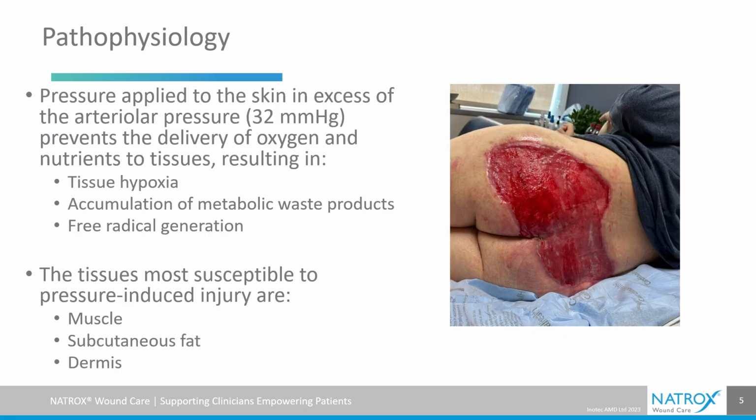Pressure applied to the skin in excess of the arterial pressure, which is typically 32 millimeters of mercury, prevents the delivery of oxygen and nutrients to the tissues, resulting in tissue hypoxia, accumulation of metabolic waste products, and free radical generation. The tissues most susceptible to pressure-induced injury are muscle, subcutaneous fat, and dermis.